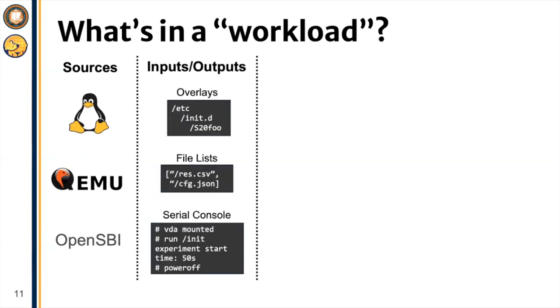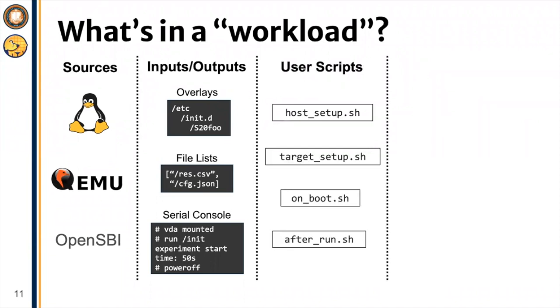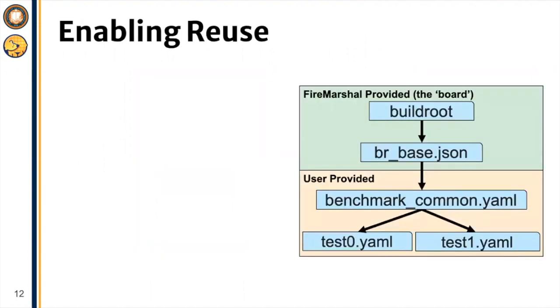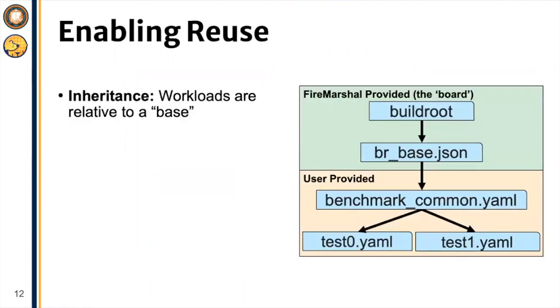It has all of your inputs and outputs. So what exactly do you expect to copy back from the simulation? What do you expect to copy in from the outside world? Any sort of initialization scripts, and then a variety of other things, right? So basically any sort of input or output that needs to say what your software workload is. So this is where this kind of hierarchy comes into play here.